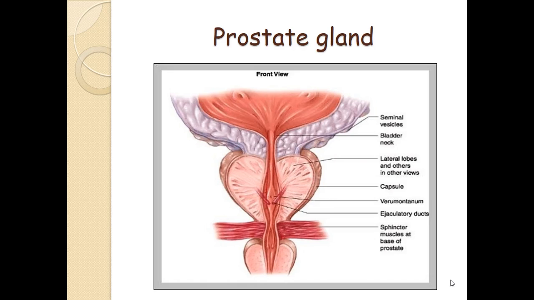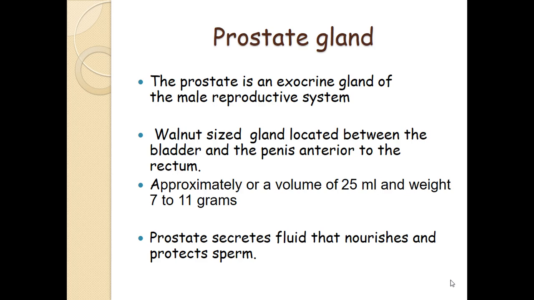About prostate cancer, the prostate gland is an exocrine gland of the male reproductive system. A normal gland is walnut size, located between the bladder and penis and anterior to the rectum. The approximate volume of the normal gland is 25 ml, or it weighs around 7 to 11 grams. The prostate secretes fluids that nourish and protect the sperm.